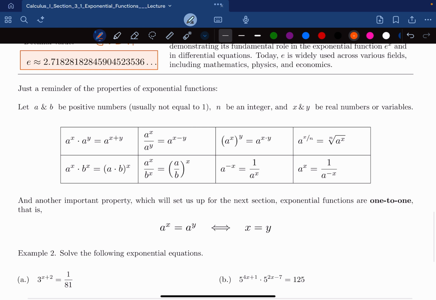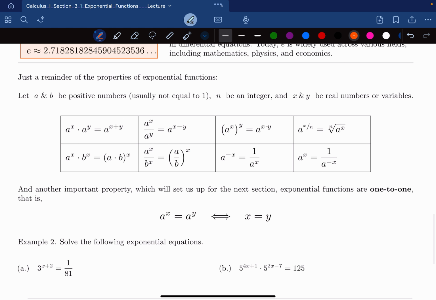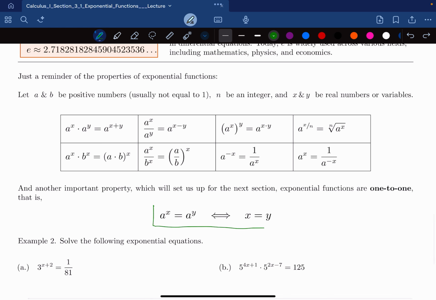But another one that's really important that will be useful for us in the next section is this property, which is the one-to-one property. This is a big one. The one-to-one property allows you to drop the exponential base and claim that the exponents themselves are equal.